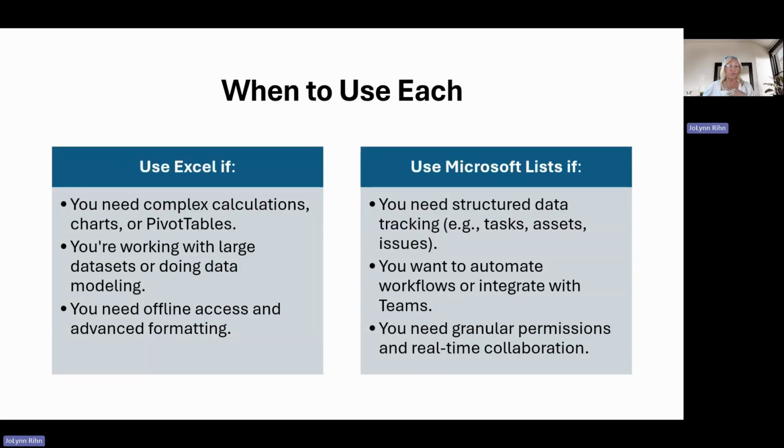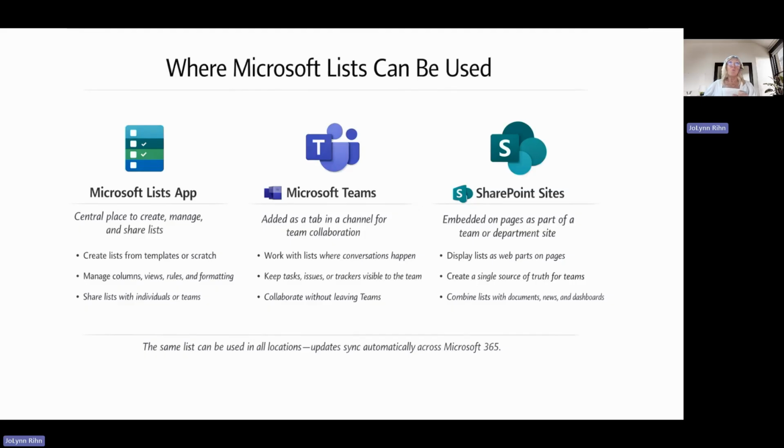So when should you use each of these? This is an important thing to think about. Use Excel when you need calculations, pivot tables, charts, modeling, offline access, but then use Microsoft Lists when you need something more structured, tracking, shared data entry, automation, real-time collaboration. So the goal isn't to replace Excel, it's to stop forcing Excel to do jobs it really wasn't designed to do.